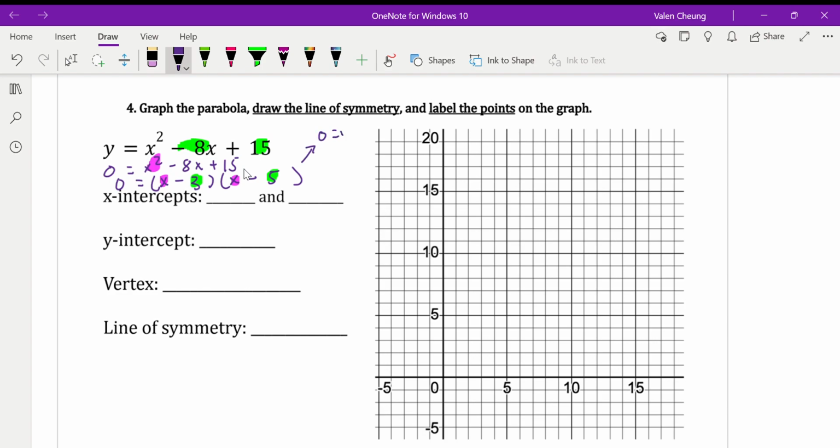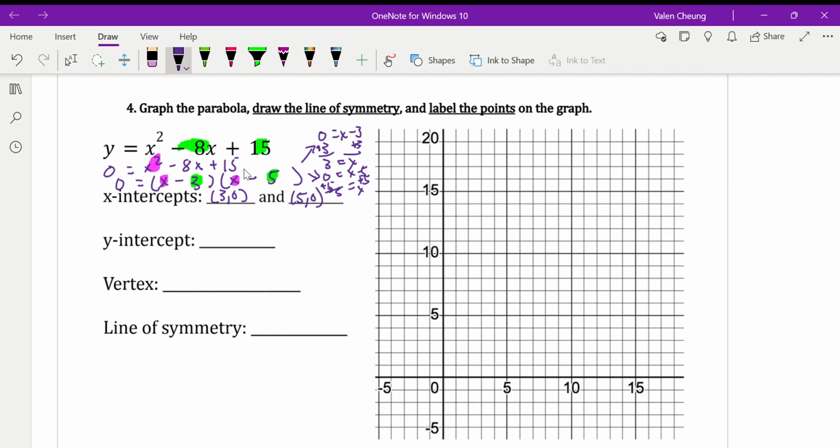0 equals x minus 3, which, when you add 3 to both sides, becomes 3 equals x. So first one is 3 comma 0. Next one, we got 0 equals x minus 5. You add 5 to both sides, and we got 5 equals x. So our second one is 5 comma 0.